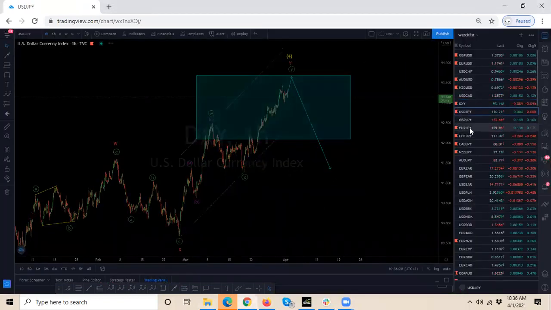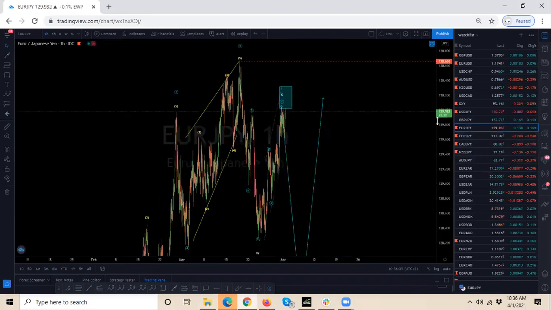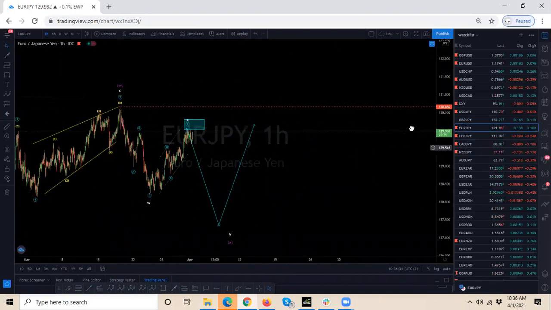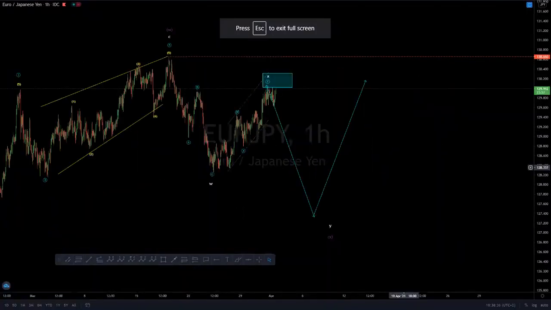Right, let's look at US dollar JPY. That one is covered. Euro yen. Right, so euro yen, we are in the blue box area here. So I'm expecting that we get this move to the downside here on the euro yen.